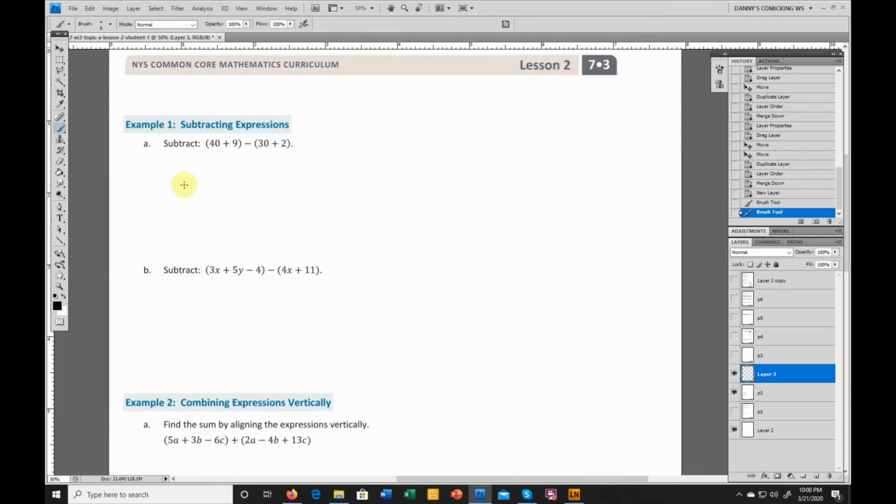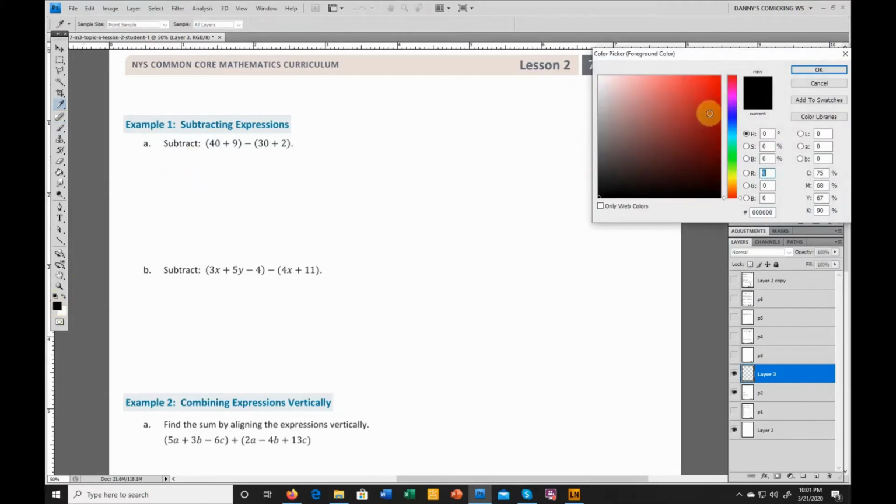So right now we're going to look at subtracting expressions. So remember that to subtract expressions, we need to change it to adding the expression's opposite. So if we use the opposite of a sum is the sum of its opposites, then it would look like this.